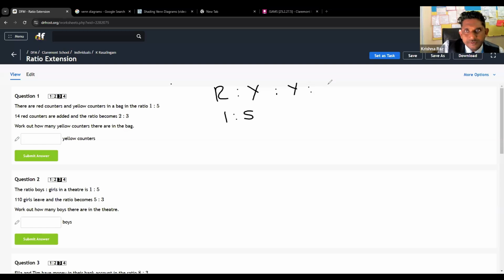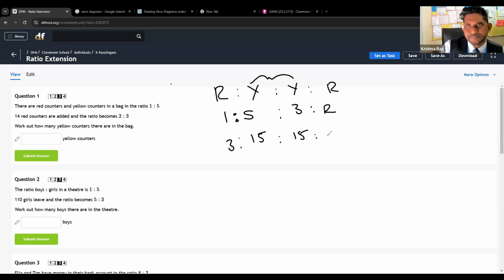So I'm going to write yellow next to red, yellow next to yellow. So red to yellow is 2 to 3, so that's 3 to 2. What I want to do, because 14 red counters have been added, that's the one that we want to be different. So we're going to make these two the same, times this side by 3, and that side by 5, and we get this. Oops, that should be a 2. So we get 10. So this is the ratios when we scaled it up.